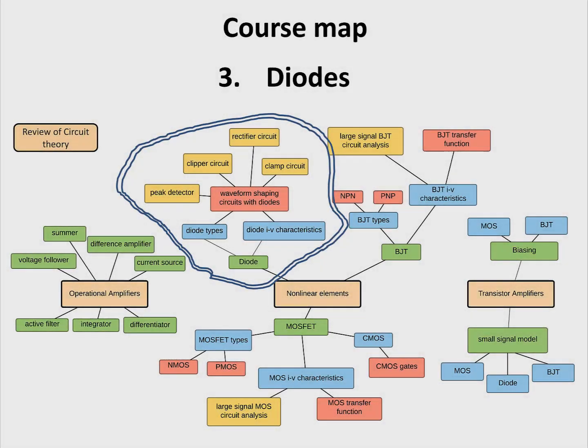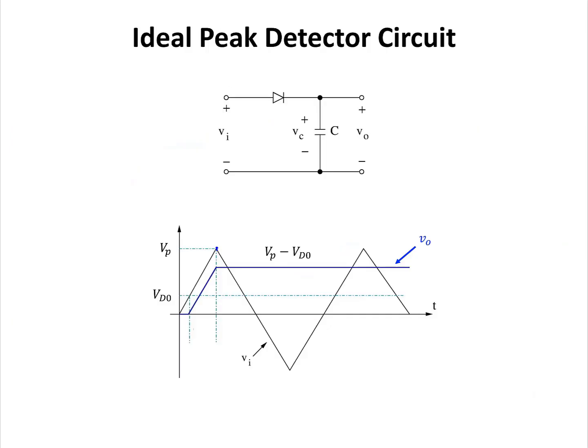Hello everyone, we are at the topic of diodes. We are looking at waveform shaping circuits using diodes, and in today's lecture we are going to study clamp circuits and peak detector circuits. Here is our ideal peak detector circuit.